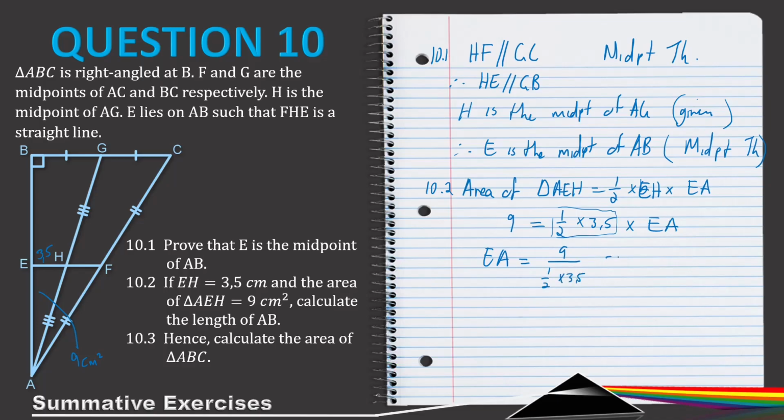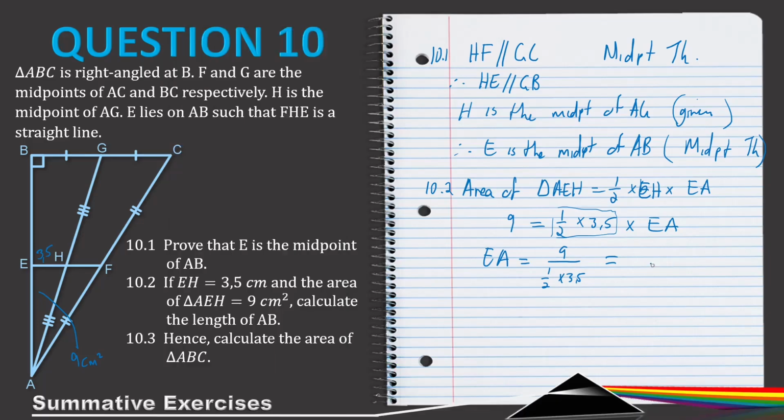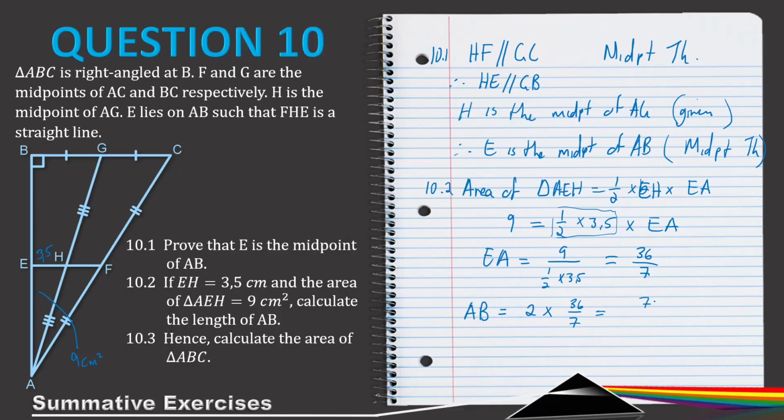And we can put that into the calculator. So we've got the fraction 9 over, I'm just going to write 0,5 instead of a half, times 3,5, and that is equal to 36 over 7. Okay, and therefore the length of AB will just be 2 times 36 over 7, so we take our answer and multiply it by 2. That gives us 72 over 7. And our units are centimeters.